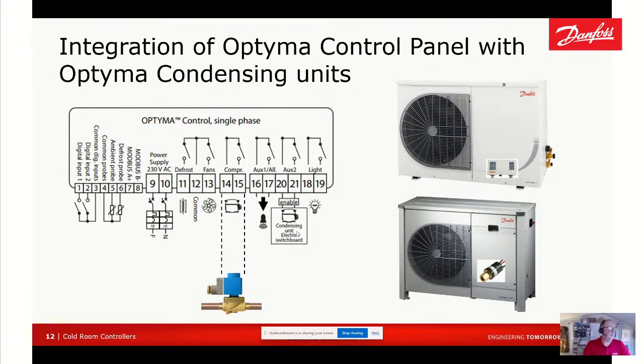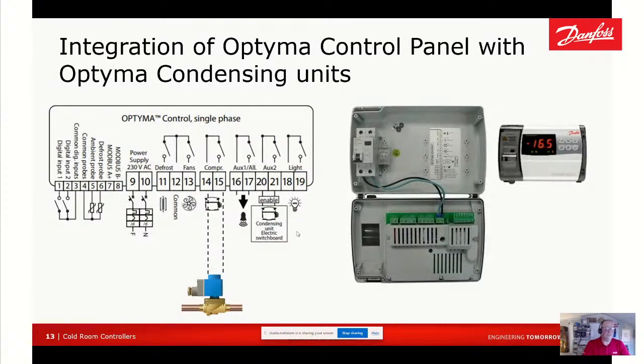Okay, that's the single phase version control panel, and that's basically what the single phase version looks like. We've got the outer view, the inner view, and our control card with some relays on. Obviously we feed the mains in through an MCB, and the relays on there can control our refrigeration system.